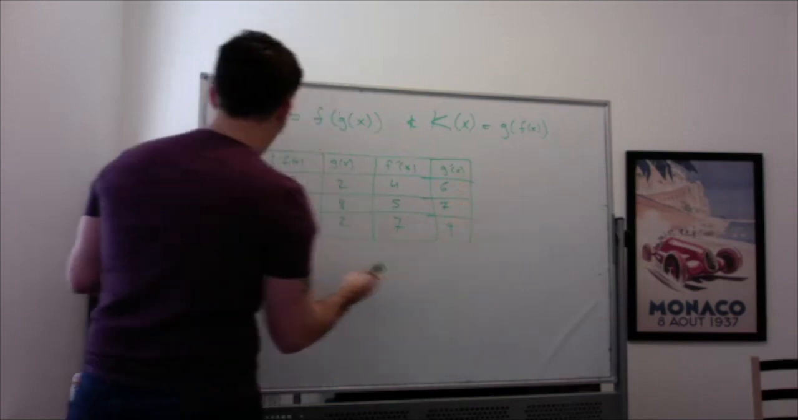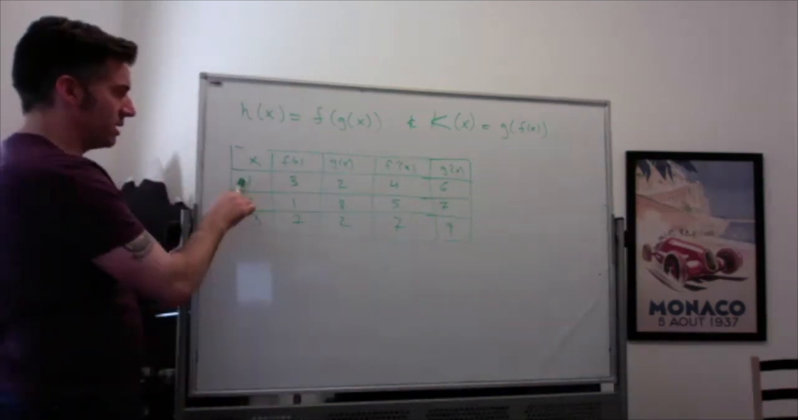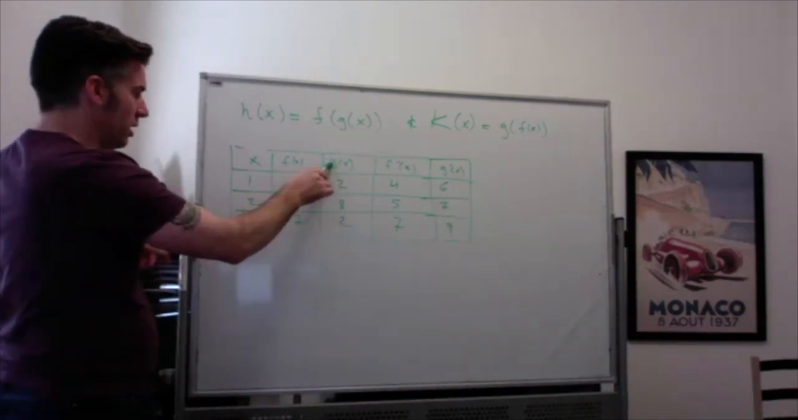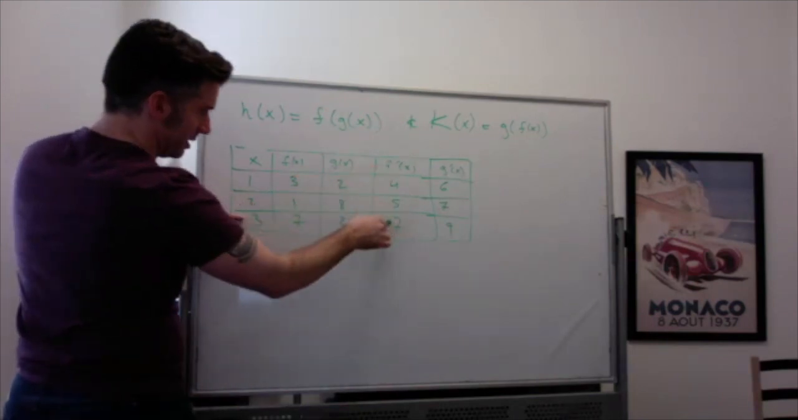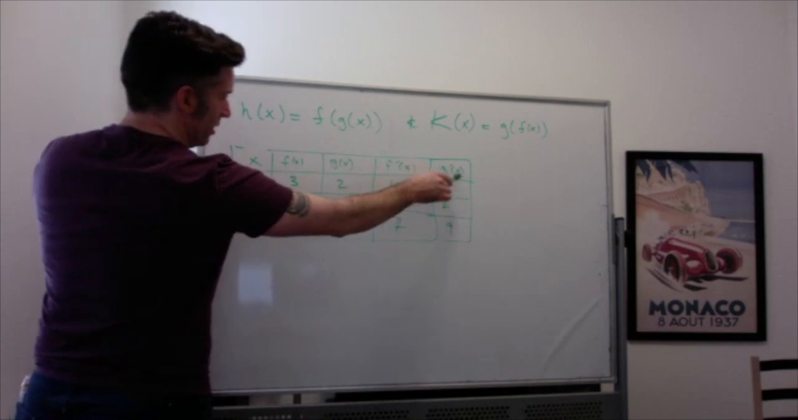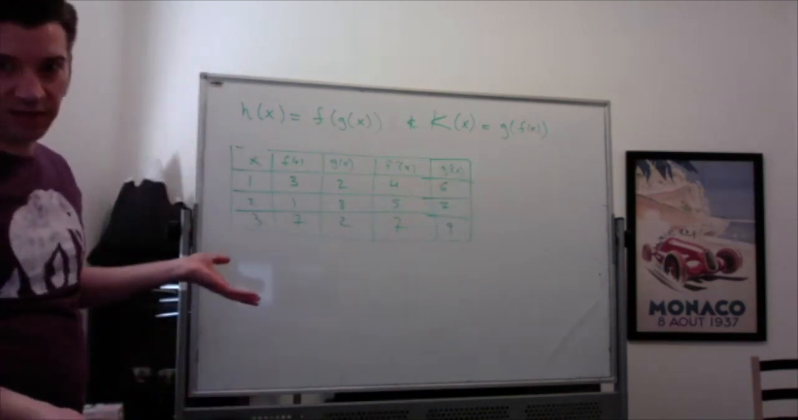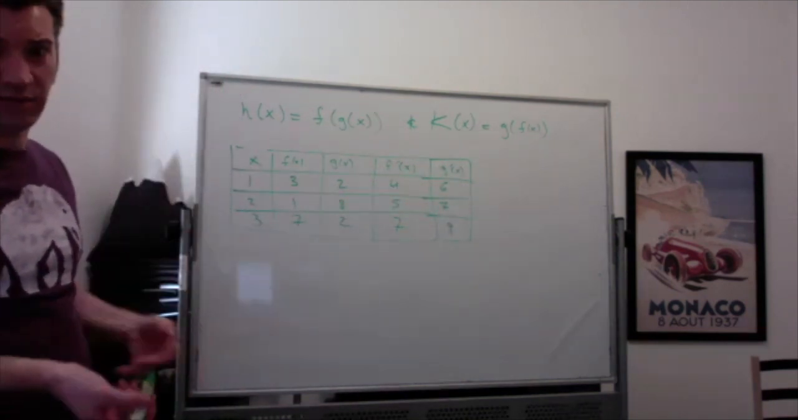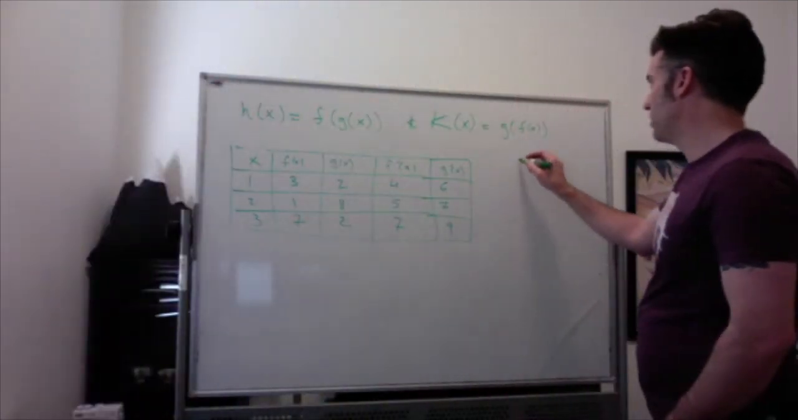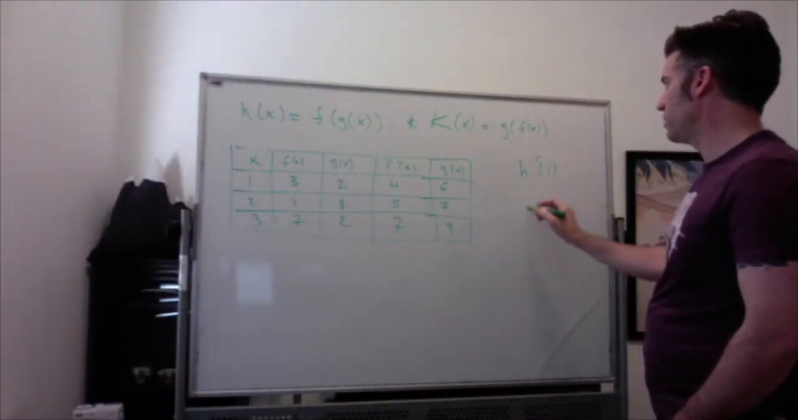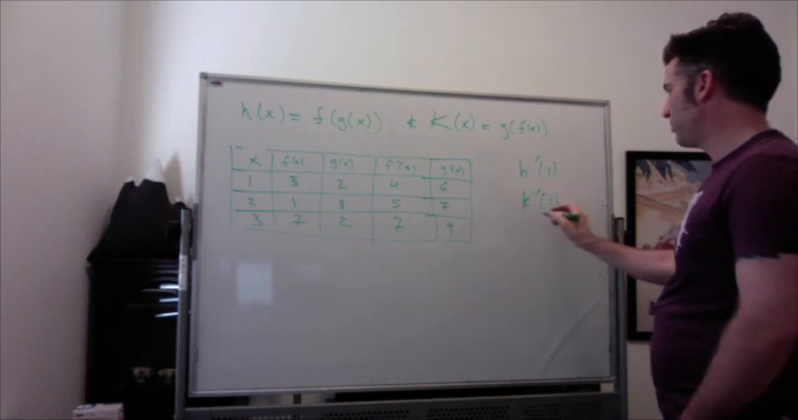So what this is saying is that f of 1 is equal to 3, and g of 2 is equal to 8, and f prime of 3 is equal to 7, and g prime of 1 is equal to 6. So that's what this table is telling us. It's not telling us all the derivatives everywhere, it's just telling us some stuff. So I want to find two things. I want to find h prime of 1 and k prime of 1.